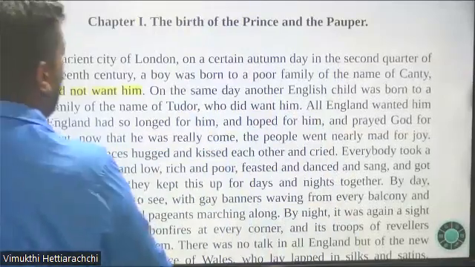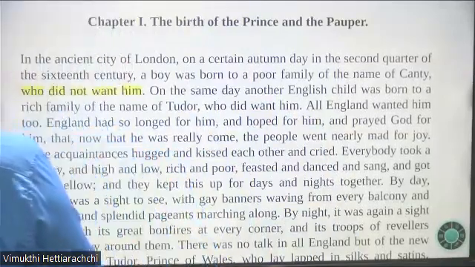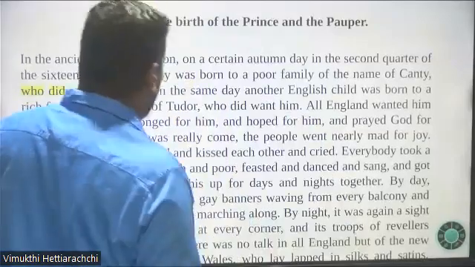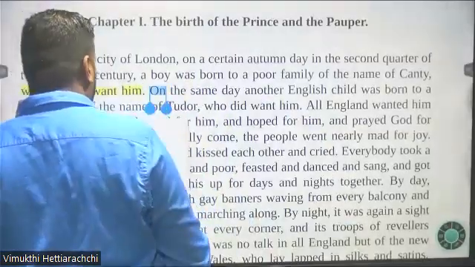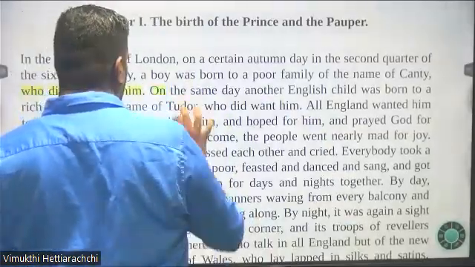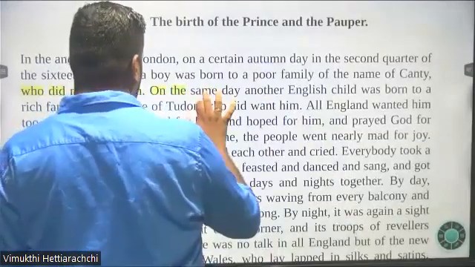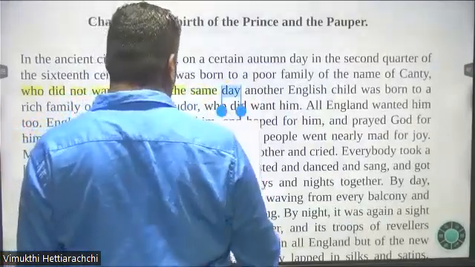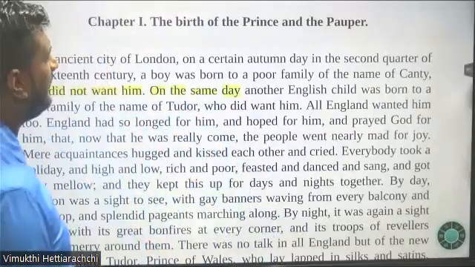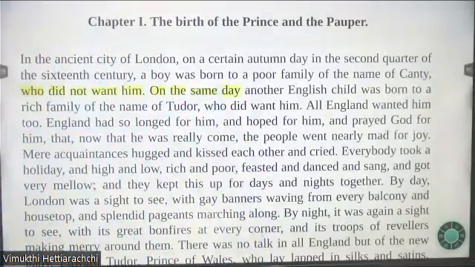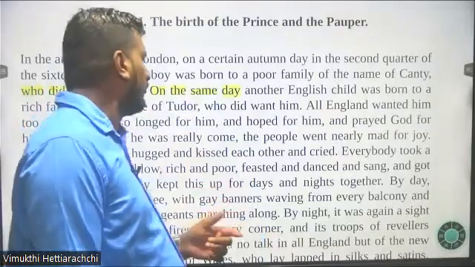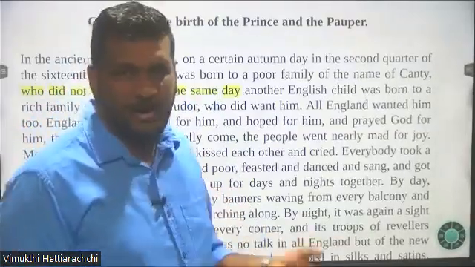On the same day, another English child was born to a rich family of the name of Tudor. On the same day, now that is important, right? So Edward Tudor is also actually born the same day. We have to highlight that. On the same day, another English child was born to a rich family of the name of Tudor, who did want him, right? Who did want him?